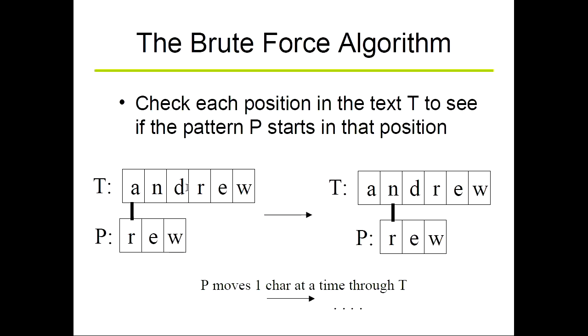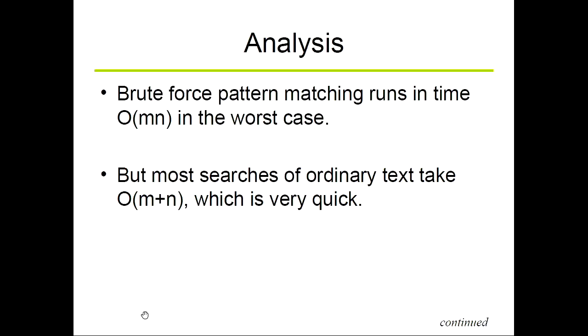We don't talk about best case. Best case is like bingo, you find it. What's the best case? You buy a lottery? Yeah, you win. That's it. Don't talk about that. You talk about worst case and average. So I guess it would depend on the distribution. Very good. So it depends on the distribution. But in general, worst case is m times n. But for most searches of ordinary text it is m plus n, which is actually very good.